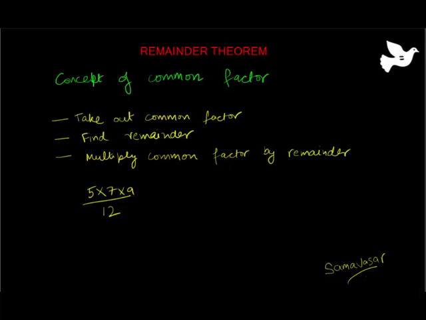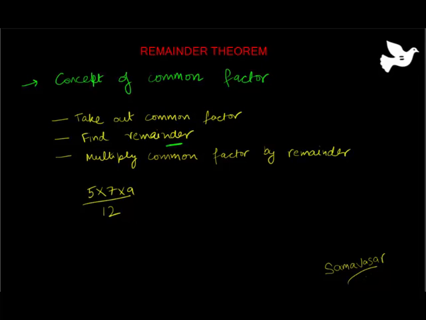Okay, next we go on to the concept of common factor. In case there is a common factor in the number that is being divided and the divisor, you take out the common factor. Basically it's like the cancellation that we do. Then after taking out the common factor, you find the remainder of the remaining number. But that is not the remainder of the initial number. You need to multiply the common factor by the remainder. So let's take an example to make things clear.